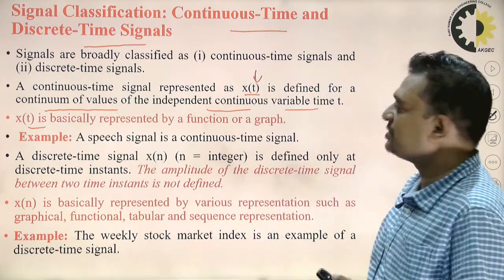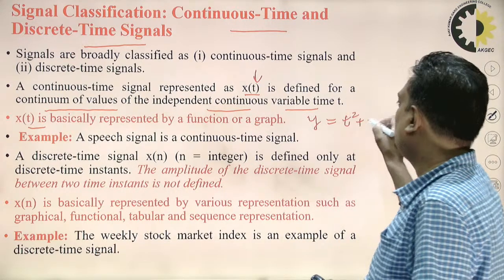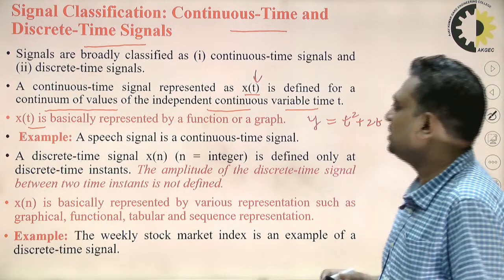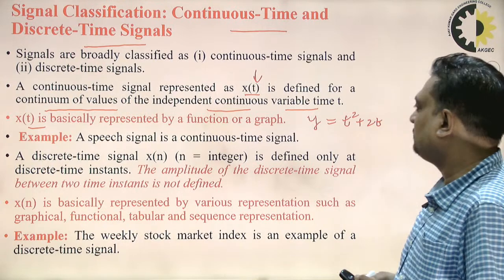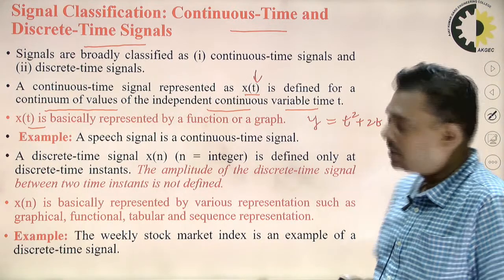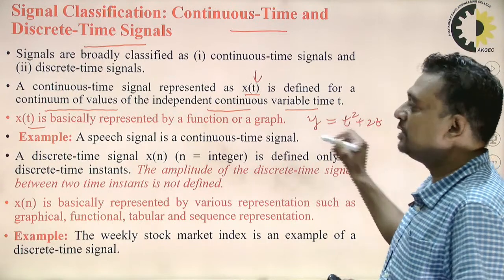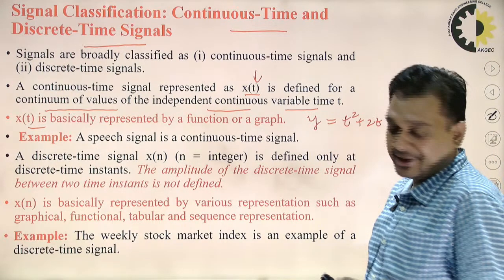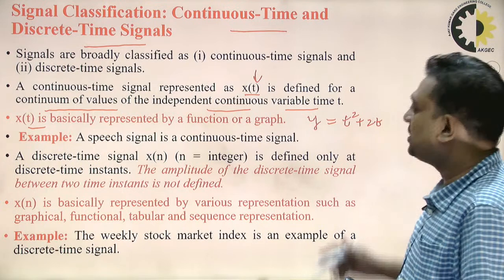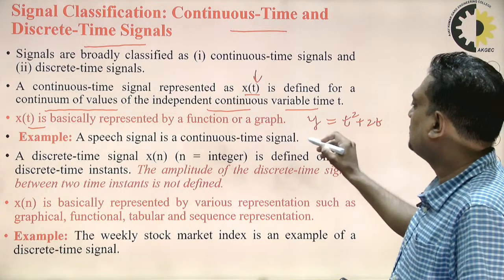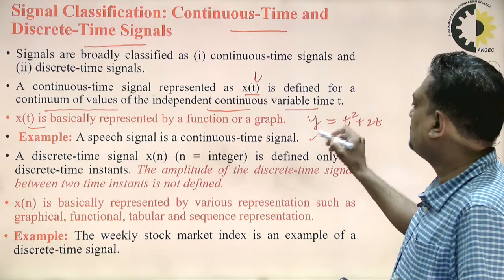And how do we represent this continuous time signal? It is represented, for example, as t square plus 2t. So you can say this is basically a function. If we change the value of t in a continuous mode, then we can obtain the amplitude value y. An example of a continuous time signal is a speech signal. So a speech signal is basically a continuous time signal.